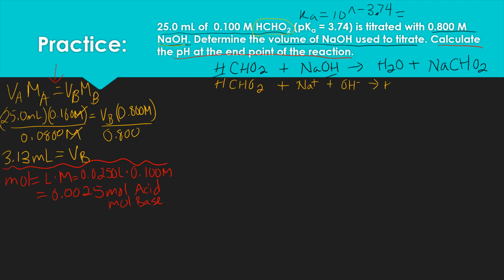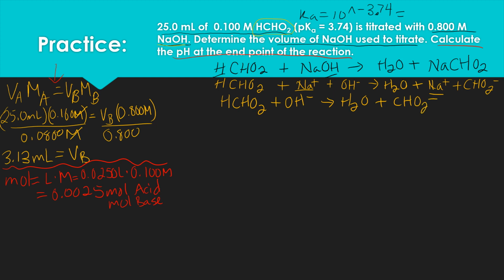Water stays together, and then we've got our salt, which will separate because of that sodium ion. And then we can go ahead and get rid of our spectators, which would be our sodium ions. So the reaction that's occurring in our container is our weak acid plus hydroxide making water and our conjugate base ion.